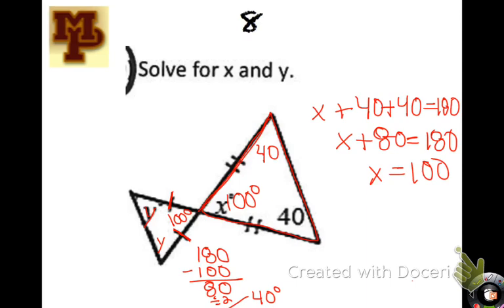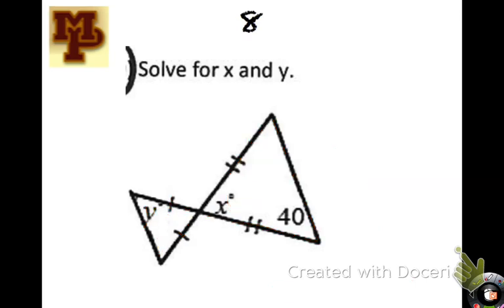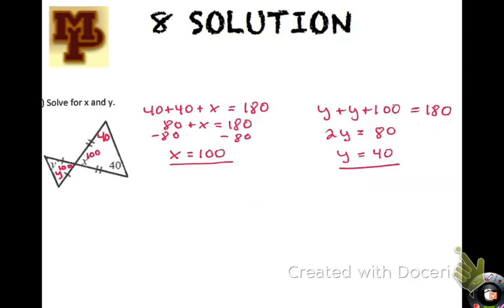Okay, so x equals 100 and y equals 40. And of course, you can set up an equation for that one as well. y plus y equals 100 equals 180. Do whatever works for you. This is what the equation looks like.